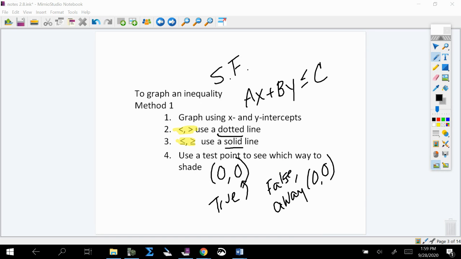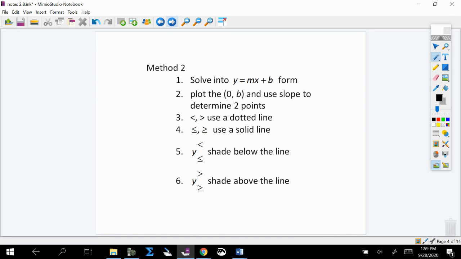My next option is if it's in slope-intercept form, or if you get it in slope-intercept form. When it's in slope-intercept form, you're going to have it in this y equals mx plus b form. But again, you're going to have a less than sign or a greater than sign, not the equal sign. You're going to use the y-intercept to start. So you're going to start at your y-intercept, and then you're going to use your slope to determine how you move. Your slope's going to tell you if you go up or down, or right or left.